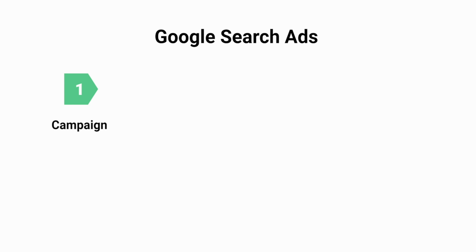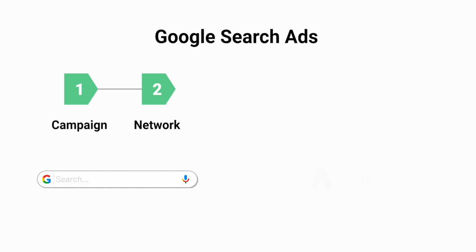Once you have set up a campaign with the marketing goal, the next step is to select the Google network. The Google network is where your ads will be displayed. There are 2 Google networks that you can choose from, the Google Search Network and the Google Display Network. It will be based on the campaign that you select.